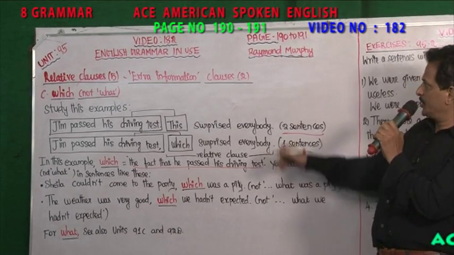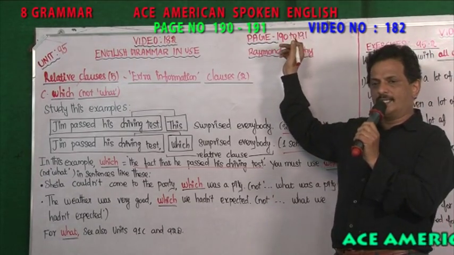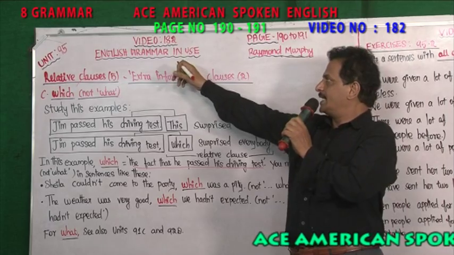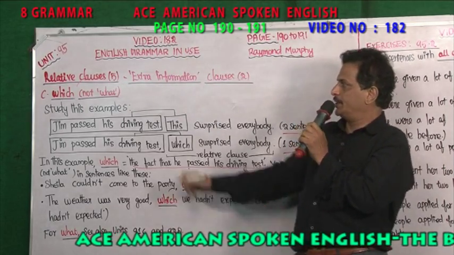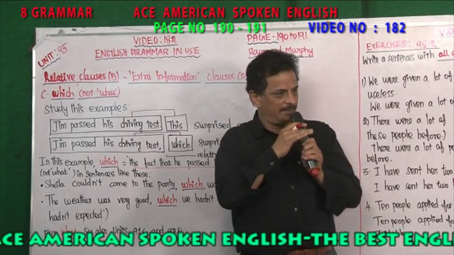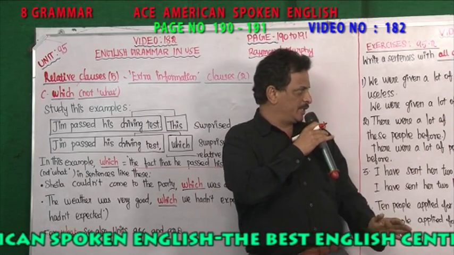This is American English Center. Take your Raymond Murphy's English Grammar in Use, page number 192. We have come here to page number 182, Unit 95. It is Cambridge University Press.